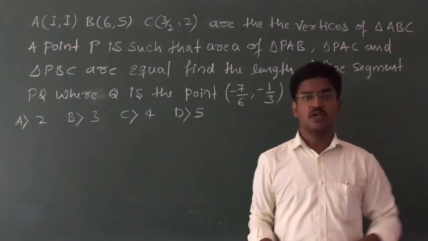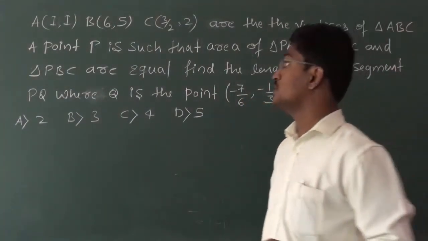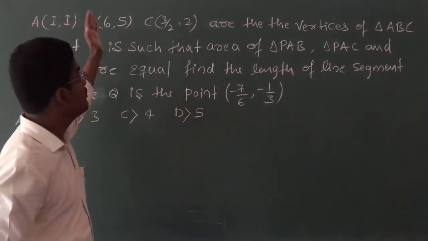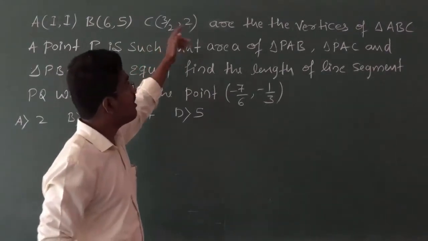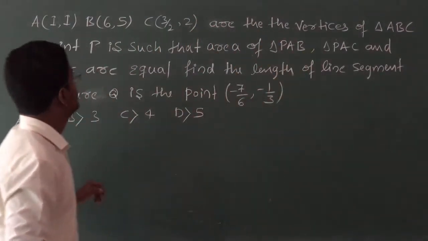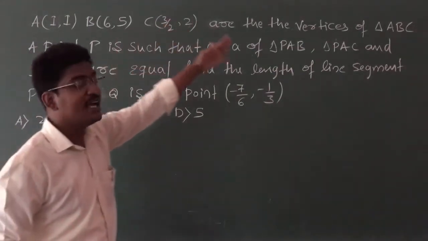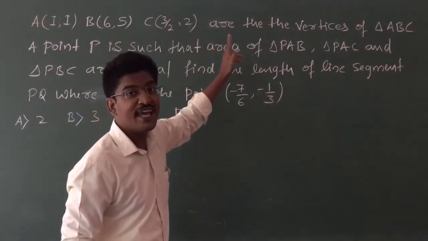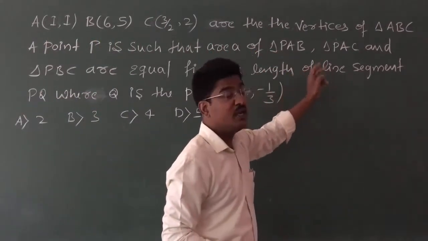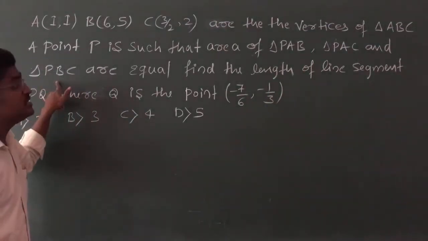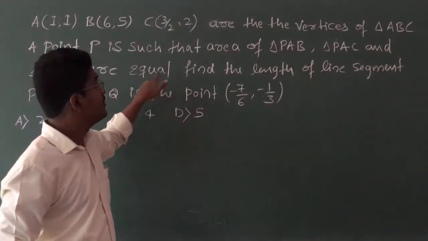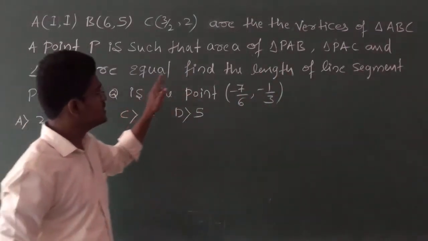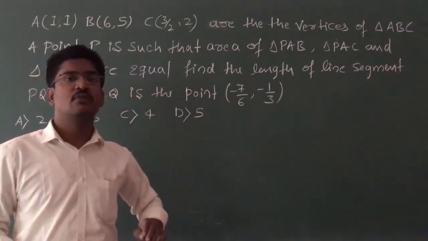Okay, students. So now let us move to the next question. A of 1 comma 1, B of 6 comma y, C of 3 by 2 comma 2 are the vertices of triangle ABC. So these are the three vertices of triangle ABC. A point P is such that area of triangle PAB, area of triangle PAC and area of triangle PBC are equal. Find the length of line segment PQ, where Q is the point minus 7 by 6 comma minus 1 by 3.